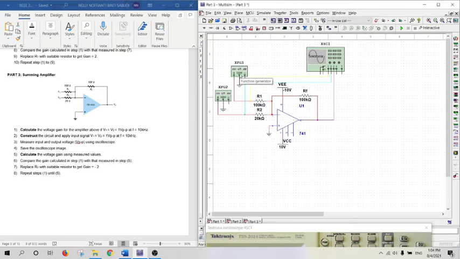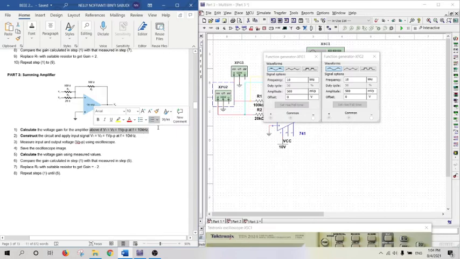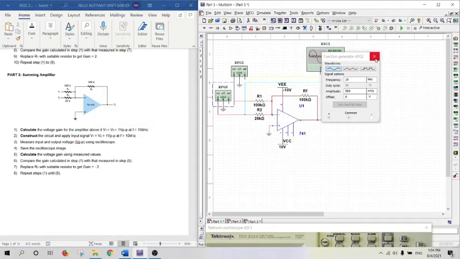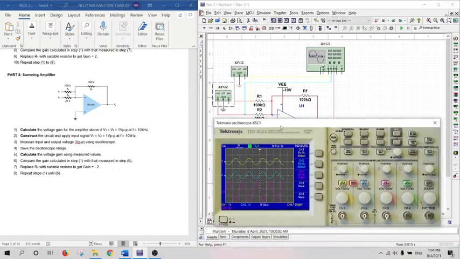There will be 2 function generators used, and both will be set to the same input value and frequency. I already set the function generator based on the question given. You can see here, this is the question. I am going to show you the input and output voltage using the oscilloscope. This is my input and output voltage.